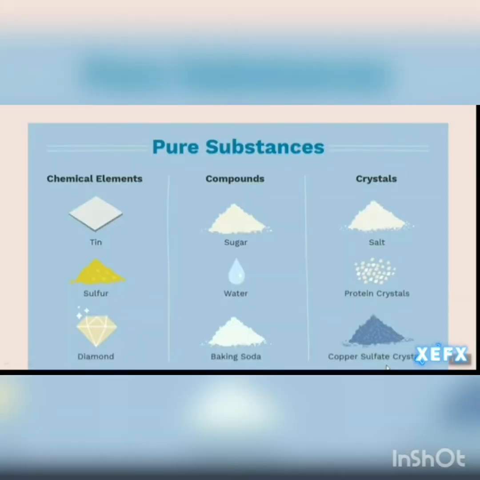And now we see pure substances in different forms. In chemical elements like tin, sulfur, diamond; compounds like sugar, water and baking soda; crystals like salt, protein crystals, copper sulfate crystals. So can you study this part?